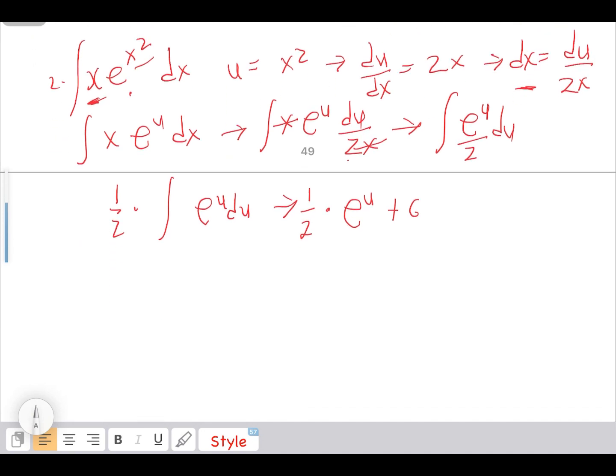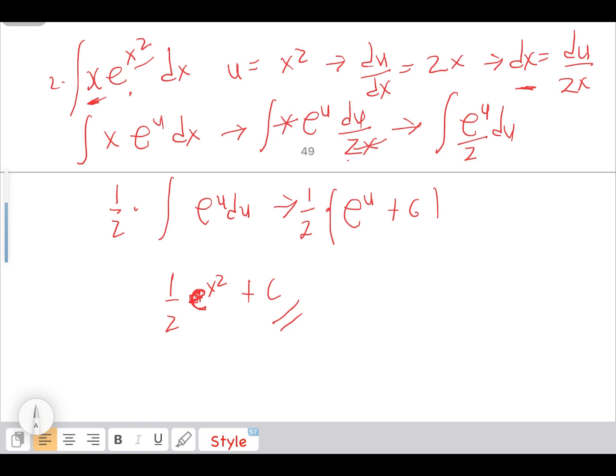So when you get something like this, what you need to do is replace the u back, and we know that we are going to get 1 over 2, which is 1 over 2 exponent s squared plus c. So this will be your final answer for this type of question. You can see this is as simple as that.